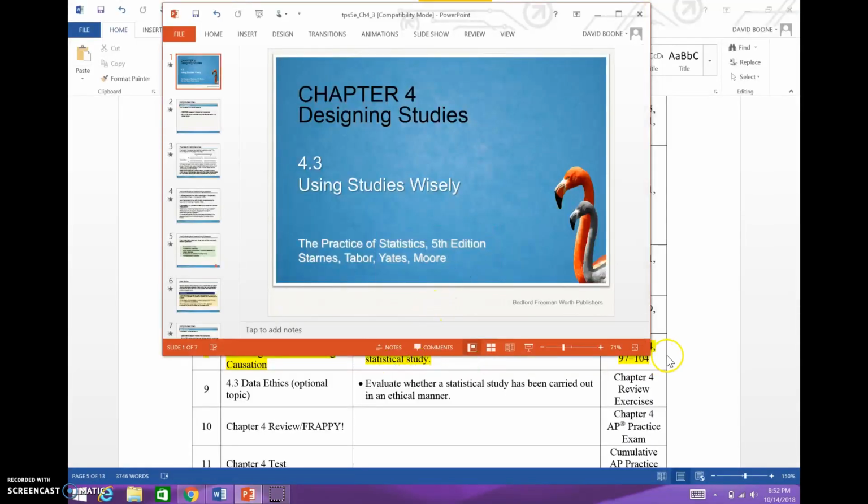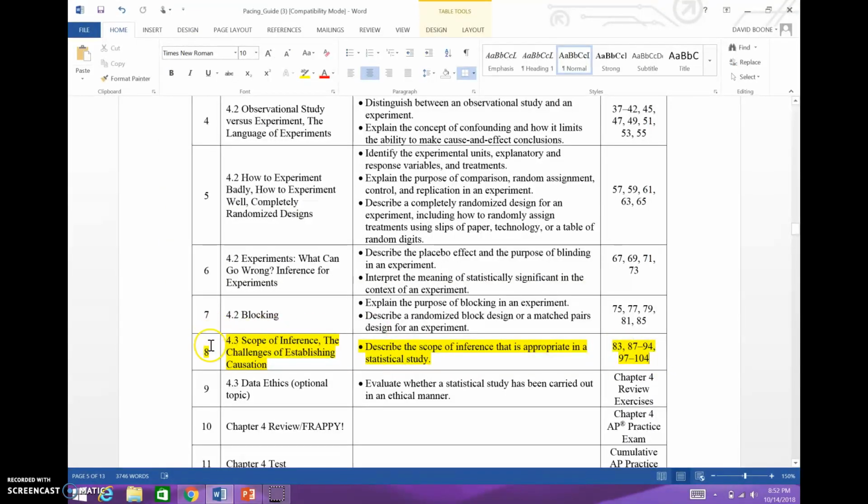And on the assignment sheet, Day 1 from 4.3 was numbers 83, 87 through 94, 97 through 104. And then if you look at the data ethics piece, which is sort of our Day 2, there isn't any specific homework on that. So what we can do is we can start slowly moving into our review exercises for Chapter 4 and getting ourselves ready for the Chapter 4 test.